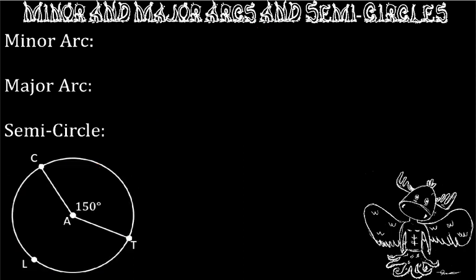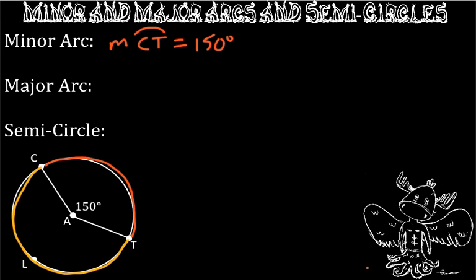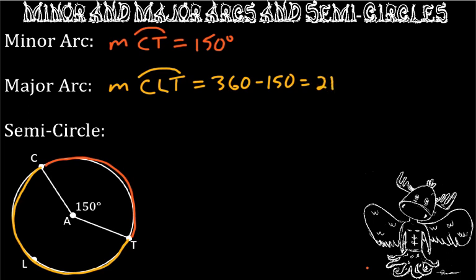Let's look at an example. Here we have this minor arc, CT. The measure of arc CT is equal to the central angle that corresponds to it. So we have a central angle there of 150 degrees, so the measure of that arc is also 150 degrees. The major arc that is associated with that minor arc CT would be the measure of arc CLT. That has to be 360 degrees minus the 150 degrees, because 360 is the entire circle. Subtract the 150 and we get 210 degrees.